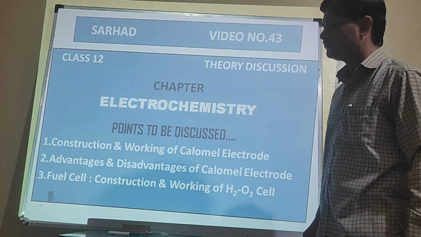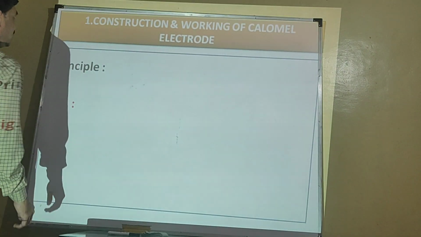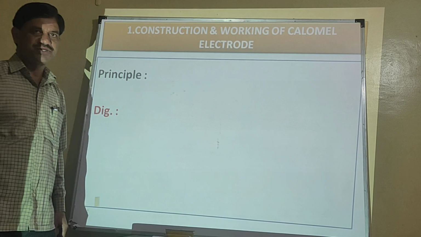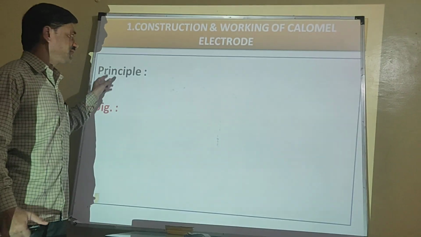So let us start with the first point. What is the first point in front of you? Construction and working of calomel electrode. In the last session we discussed indicator and reference electrode. So this is another reference electrode.